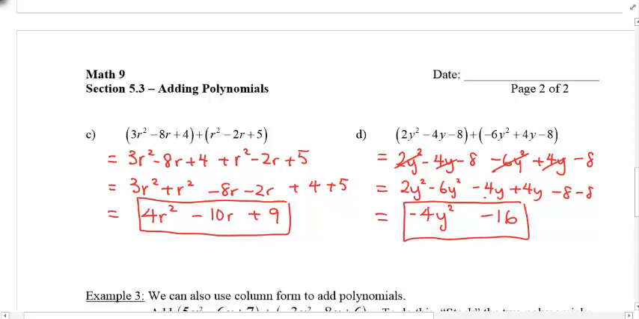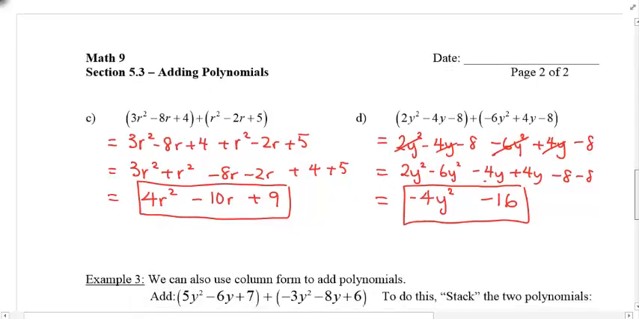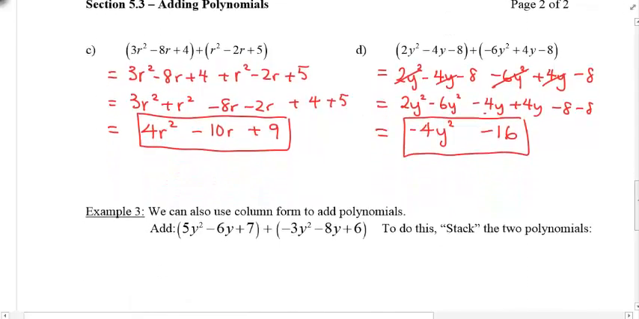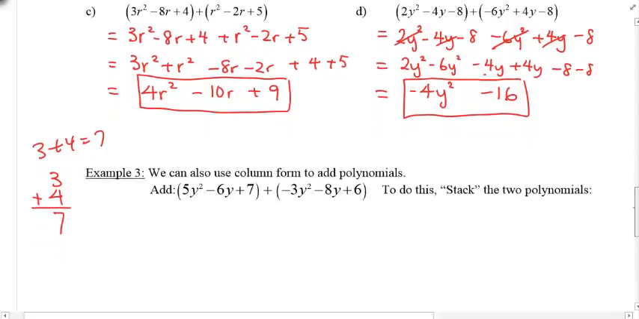Feeling good? Alright, now there's one more way of adding polynomials. This is by using the column method. I want to quickly show you that, and you can use either or, it's up to you. But just like in old time elementary math, 3 plus 4, remember doing that? That's 7. Some teachers make you write like this, 3 and 4 in a column added together. It's the same idea, okay?